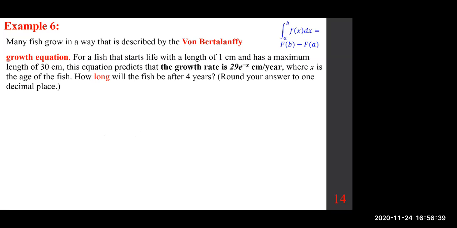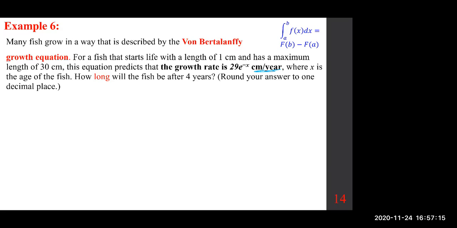So we are given a fish that starts life with a length of 1 centimeter and has a maximum length of 30 centimeters. This equation predicts the growth rate to be 29 e to the power minus x centimeters per year. And we want to pay attention to the units. Where x is the age of the fish, how long will it be after 4 years? I'm going to do 2 ways for you, but quickly, this is also the accumulated change.